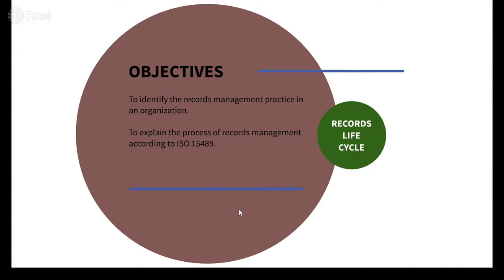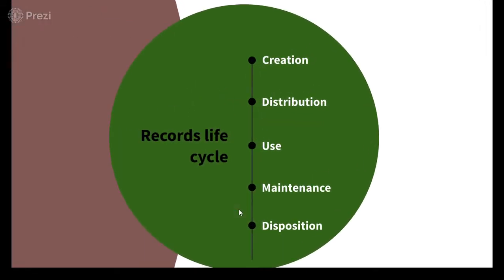The objective of this project is to identify the record management practice in an organization, and to explain the process of records management according to ISO 15489, included with the record life cycle. For the record life cycle, we have five stages, which are creation, distribution, use, maintenance, and disposition.